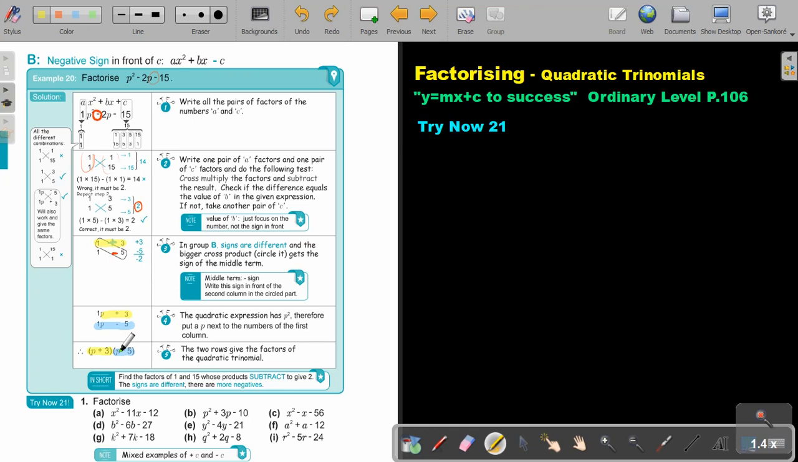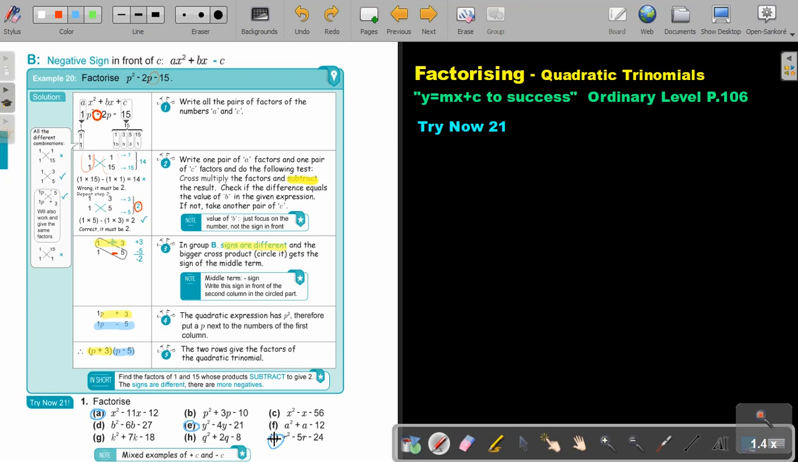So the only difference was that, and I'm going to highlight that for you: check the difference equal to b is given, write factor pairs, test, cross multiply, and subtract. And then that the signs are different. So that's more or less the difference between group A and group B. I want you to stop the video and try now 21. Start with the first one, and then you can continue with number E, and then number I.